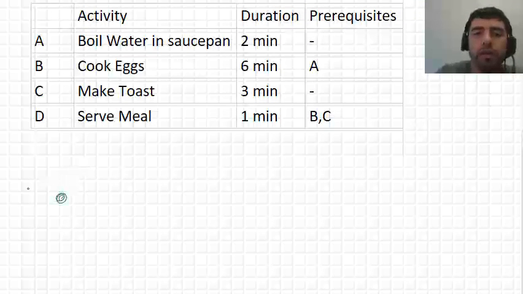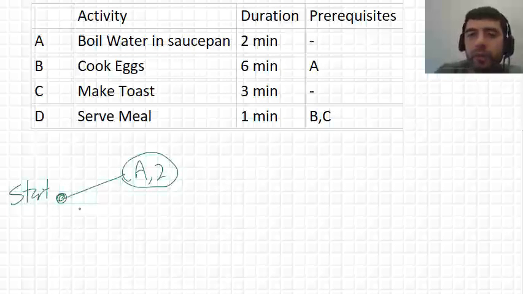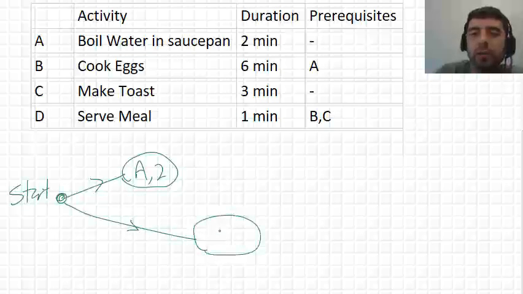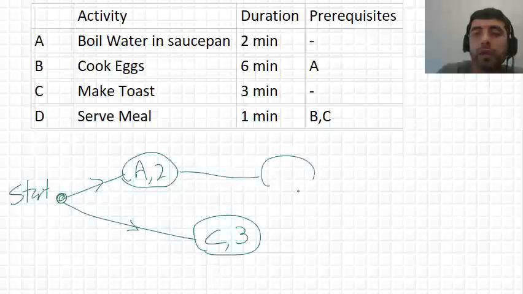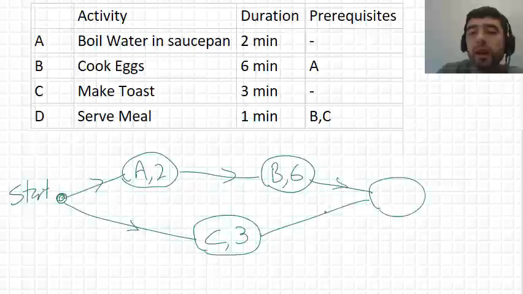So we have our start here. And as soon as we start, we're allowed to go to A, and A happens to take 2 minutes. We are also able, and I'll have to put flow on here, we are also able to go to C, which takes 3 minutes. At this point, we can go to B, which takes an additional 6 minutes. And here's where the advantage I find of this one is that we can then say that after B and C, we can do the serving of the meal, which only takes 1 minute.